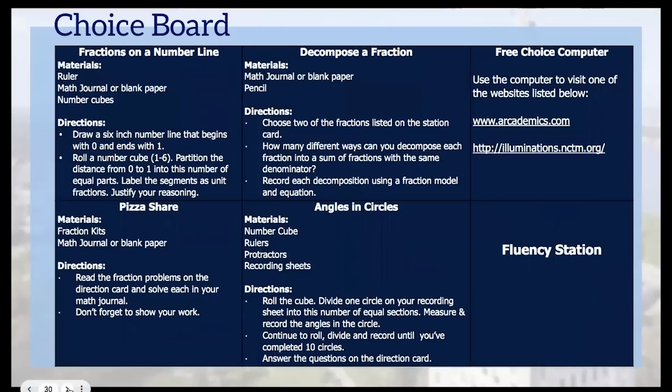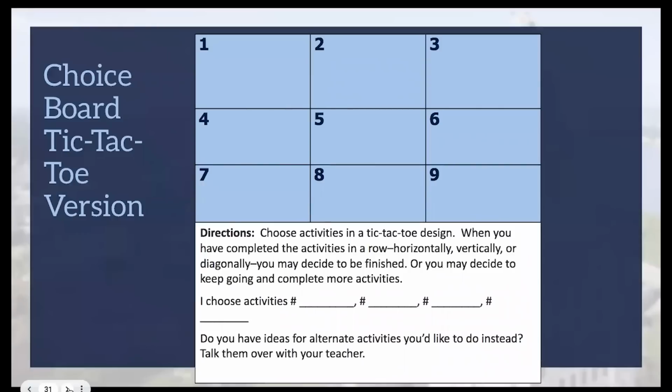Another self-selected system is the choice board. So this is one example of a choice board that's related to fractions. And so you have a series of activities where students can choose the activity they complete for that day, and then they move through all the activities on their board. I know some people like to do their choice board as a tic-tac-toe version where students only have to complete activities horizontally, vertically, or diagonally, and then they're finished. I usually did mine for blackout. If I put all the activities on there, I expected you to complete all the activities that were on the board.